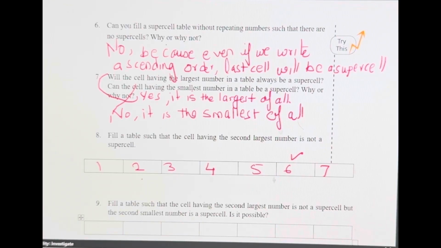Now here there is another question. Fill a table such that the cell having the second largest number is not a supercell. Second largest should not be a supercell, but second smallest should be a supercell. Is it possible? Let us see. So if we take the same numbers, these are 1, 2, 3, 4, 5, 6, 7. So the second largest here is 6 and the second smallest is 2.